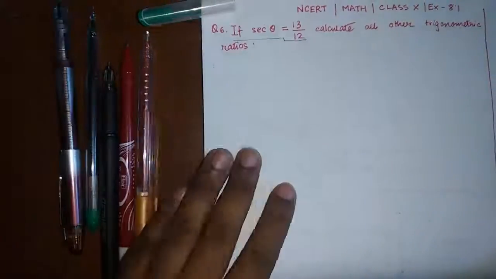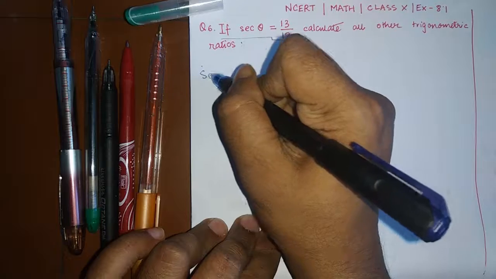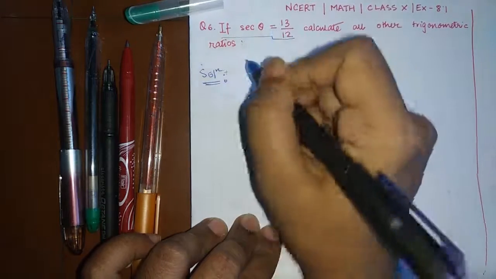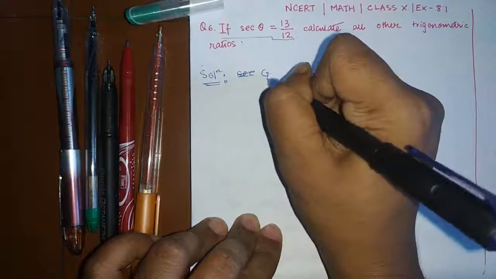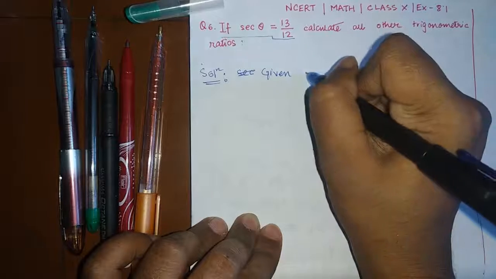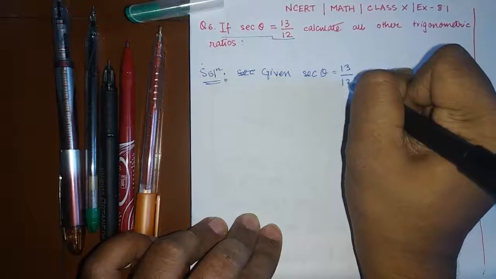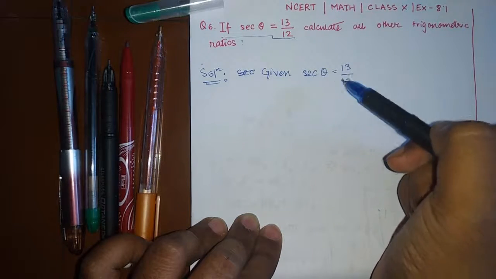Okay, now it's easier for you to see. First you have to write solution and write the given condition. Sec theta is equal to 13 by 12, which is the given. Oh yeah, we have to write given. Sec theta is equal to 13 by 12. Now you have to calculate all the other trigonometric ratios with the help of this.